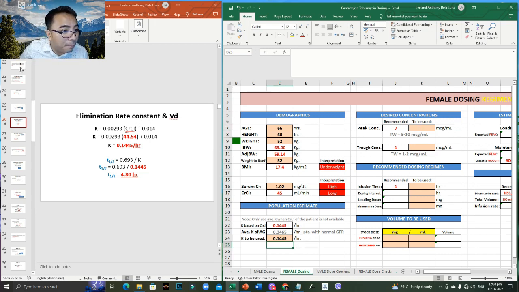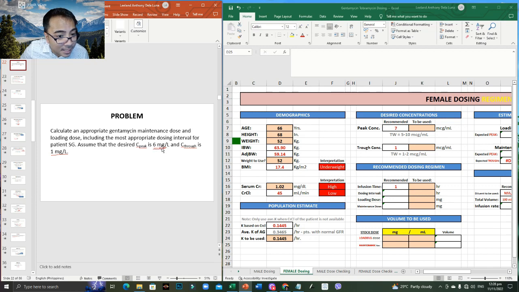Alright, next class is the desired concentration. So based dun sa problem natin, ang sabi is 6 ang peak, 1 ang trough. May recommendations na rin ako dito. So recommended is 7 kung hindi mo alam, pero sabi sa problem is 6 daw yung i-target natin. So sige, let's just stick with the problem. So 6 and 1. Okay?